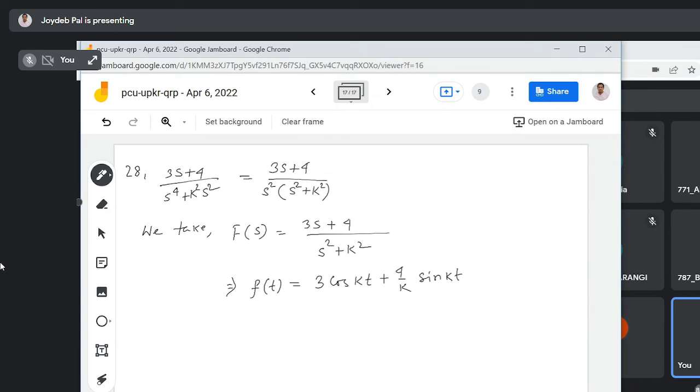You just split that part into two fractions. Okay, for the first fraction you will get this, and for the second fraction you have to adjust it by k, and then you will get it in sin kt form.